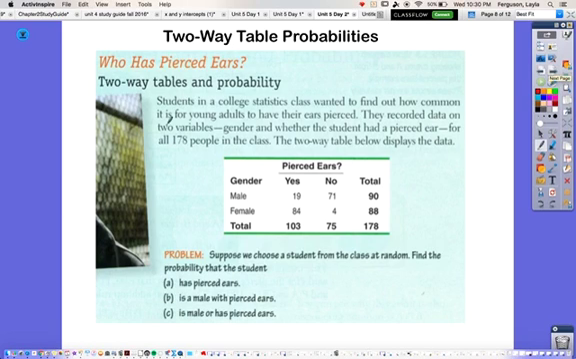Two-way table probabilities. So students in a college statistics class wanted to find out how common it is for young adults to have their ears pierced. They recorded data on two variables, gender and whether the student had a pierced ear, for all 178 people in the class. The two-way table below displays the data. So in the table, you can see gender, and you can also see if the people had their ears pierced or not. And then you can see the numbers, of course, for each gender and whether they had their ears pierced or they did not. So the problem says, suppose we choose a student from the class at random, find the probability that the student has A, pierced ears, B is a male with pierced ears, or C is a male or has pierced ears.